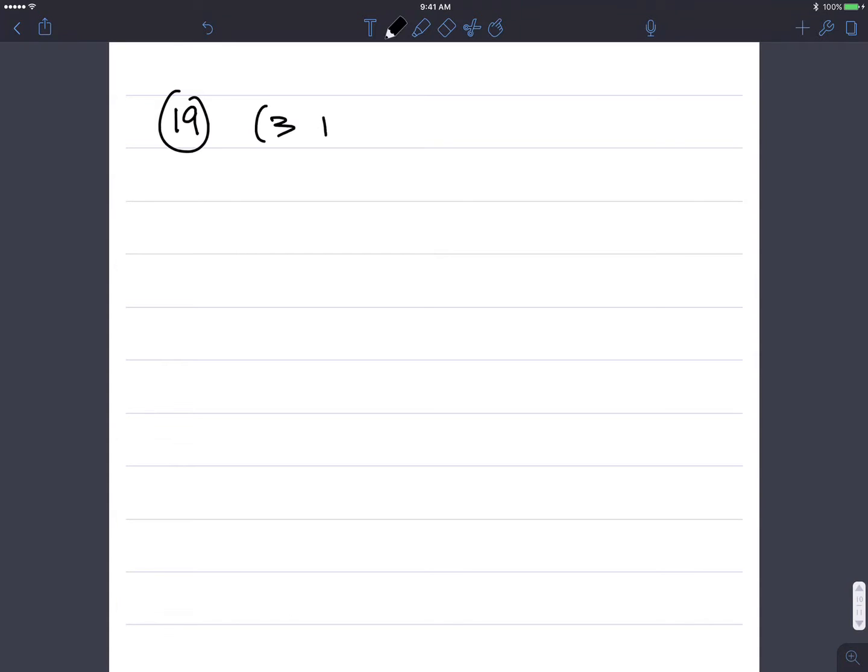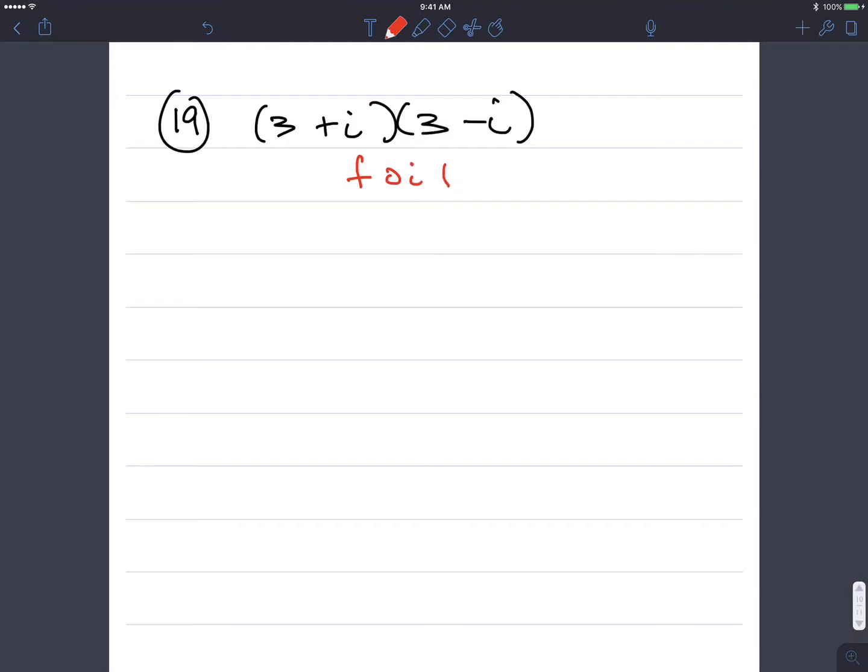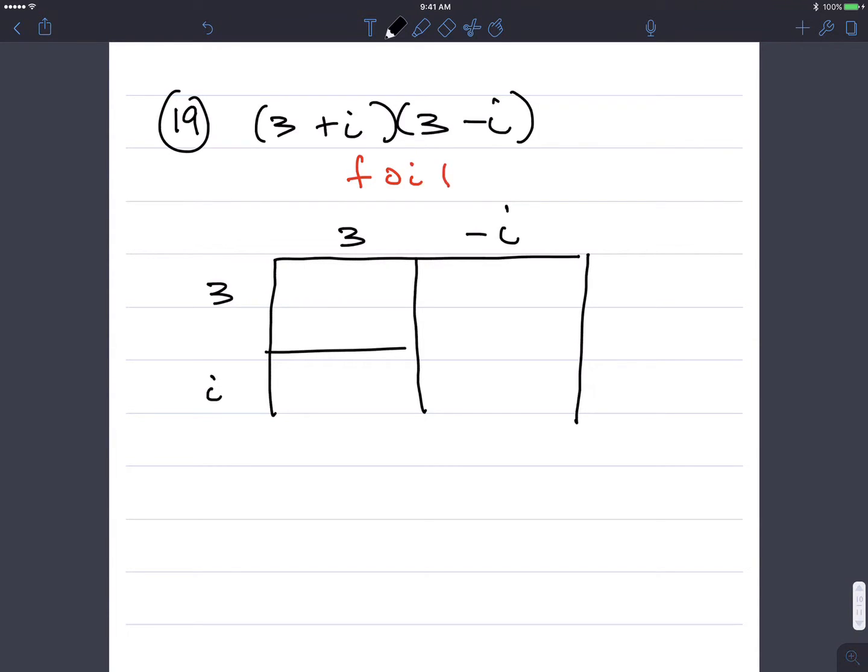Number 19. 3 plus i times 3 minus i. We're going to need our FOIL box. 3, i, 3, minus i. Now, 3 times 3, 3 times negative i, i times 3, i times negative i.